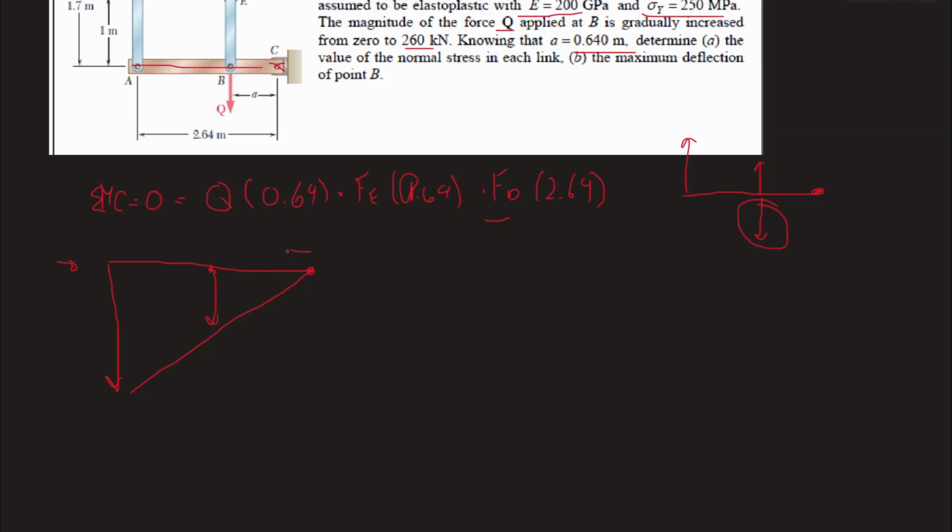Because it's similar triangles, you just have to look at how much this one's going down, and then you can just multiply it out. If this is twice as far, for example, that means this one is going to be twice as far down.